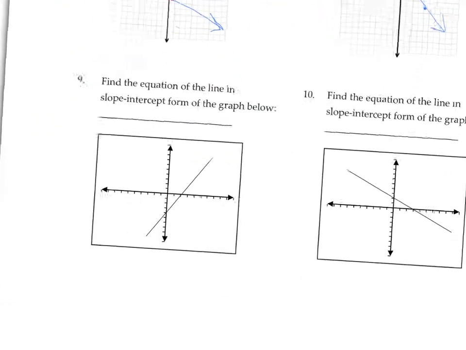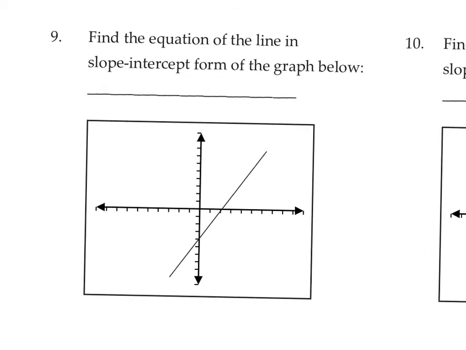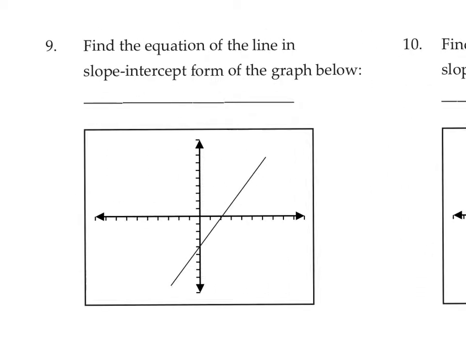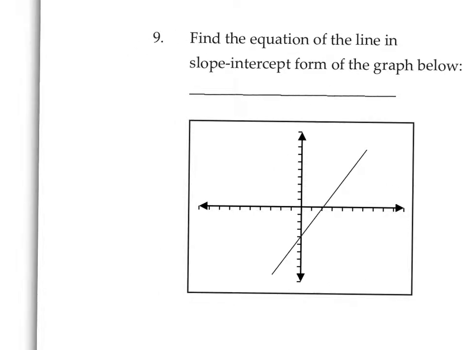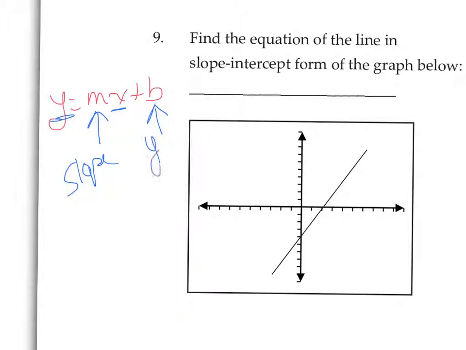All right, number 9, we're going to write the equation of the line in slope-intercept form. And remember, we write these equations in y equals mx plus b. The x and the y are already there. They're part of the equation. The only thing you have to fill in is the m and the b. So you've got to find the slope and the y-coordinate for the y-intercept. So we're going to start with y equals.